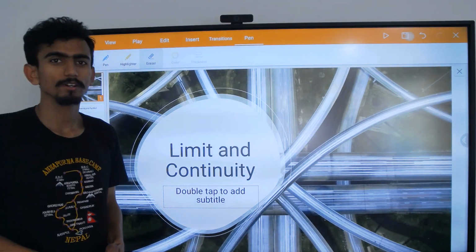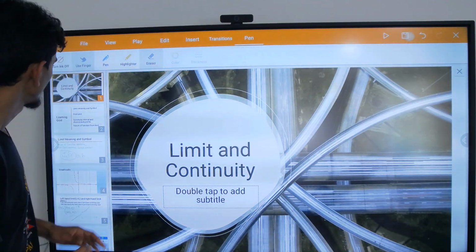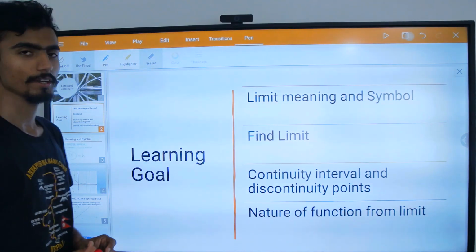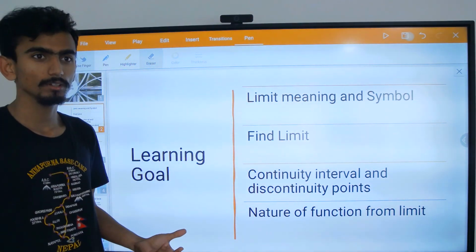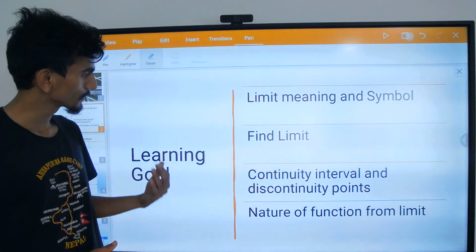Hello everyone, this is the video of limit continuity. In this video, we'll be learning what is limit and how it is represented symbolically. We'll do some problems related to limit.